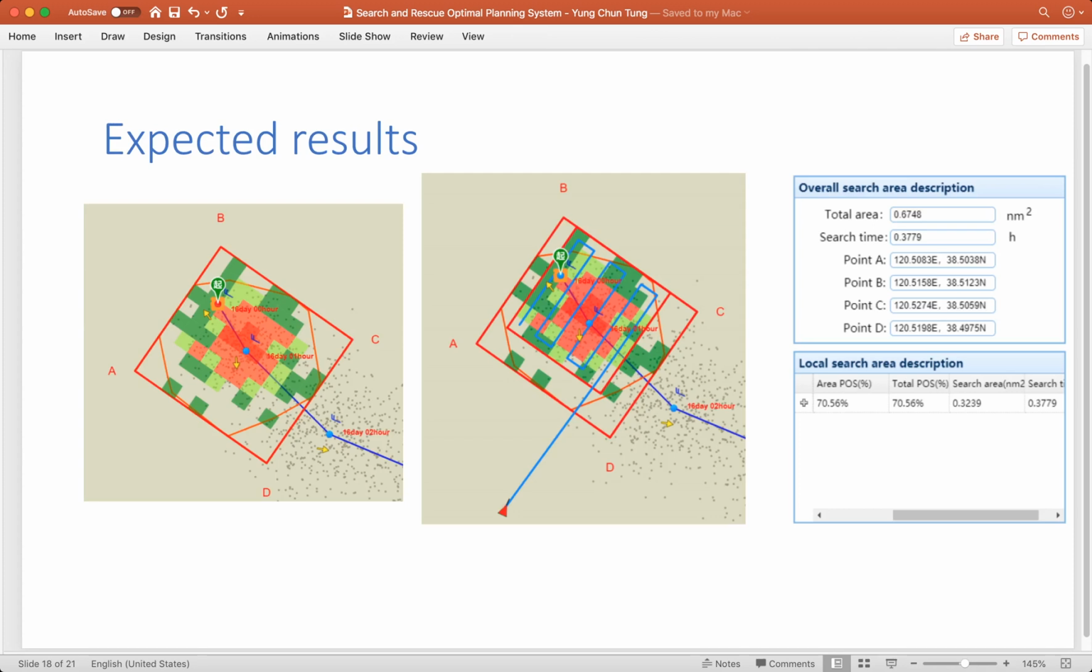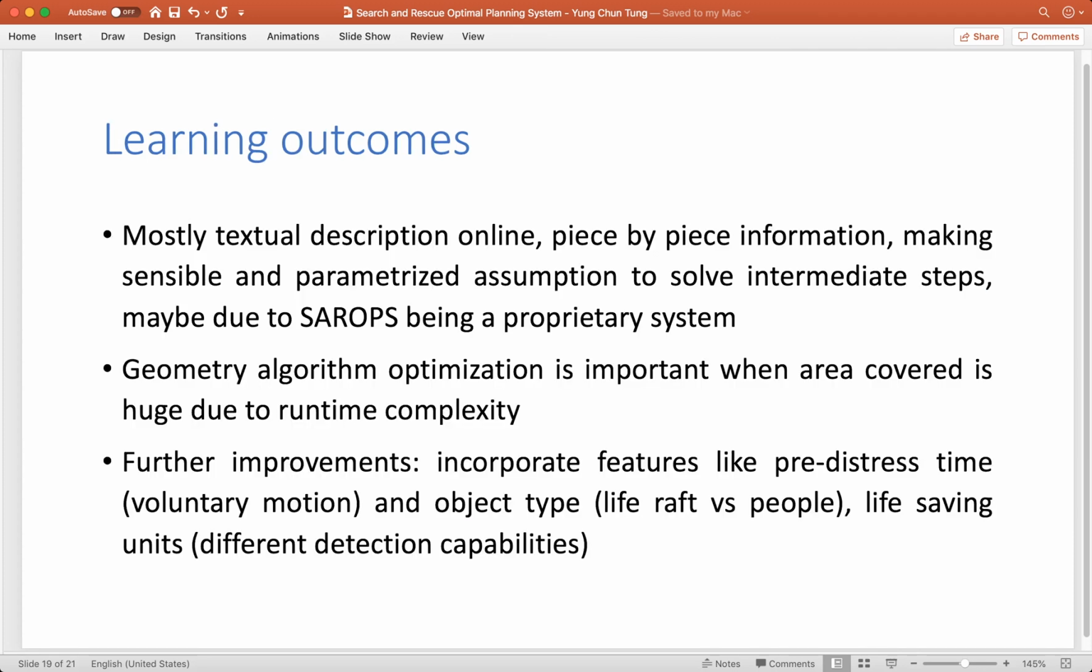So here are the expected results. As you can see, there is a convex hull and there is the optimal parallel track search. These results are actually provided by the paper, so we will try to do our own and see if we can find one.